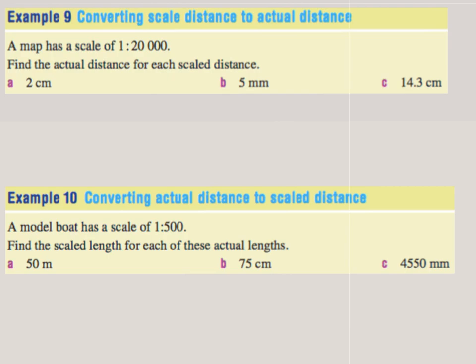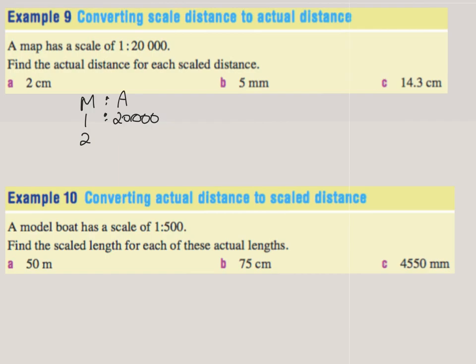So first of all, we're going to convert, in example 9, from the scale distance to actual distance. So what I'm going to start off with is always saying this is the map to the actual, which means 1 to 20,000. So I'm going to rewrite that. I'm then going to look at the first question. I'm going to say, find the actual distance if the scale distance or the map distance is 2. And then I'm just going to use the unitary method.